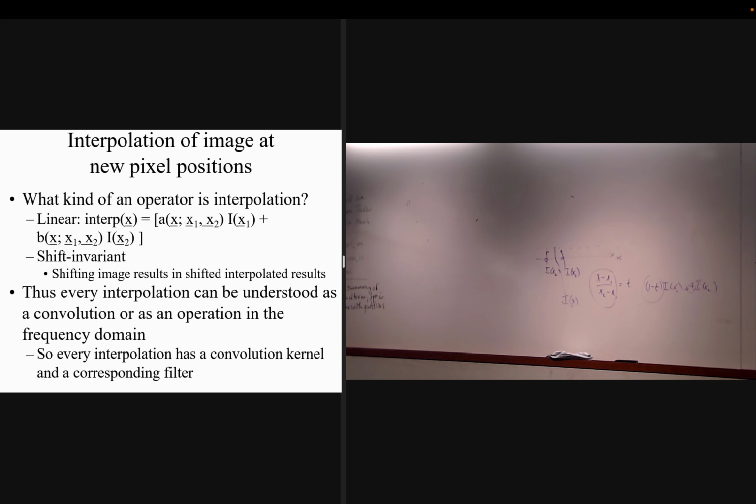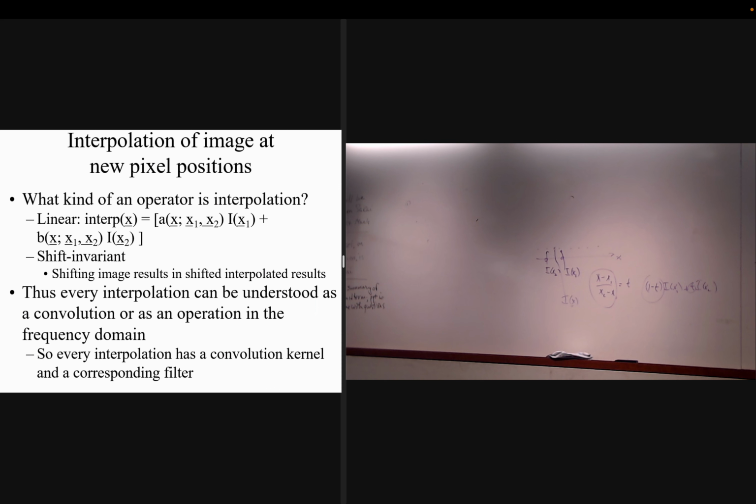And so it's useful to think about interpolation operators in terms of their kernels and their transfer functions. We're going to do that for linear operators. It says that right there. Every interpolation has a convolution kernel and a corresponding filter, I use the word filter there, or transfer function, same thing.